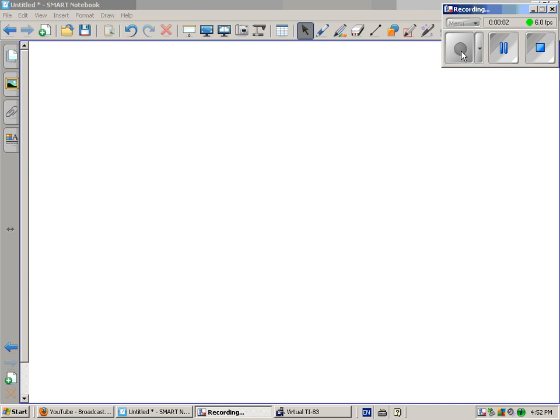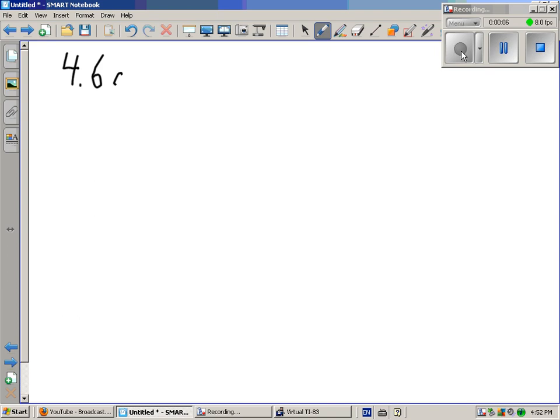Okay, so we're ready to start our last section on rational functions. This is going to be 4.6c. What we have done so far is in 4.6a, we learned how to find vertical asymptotes and holes. That's when the denominator was equal to 0. Depending on whether things canceled out, determine whether or not it was a hole or a vertical asymptote.